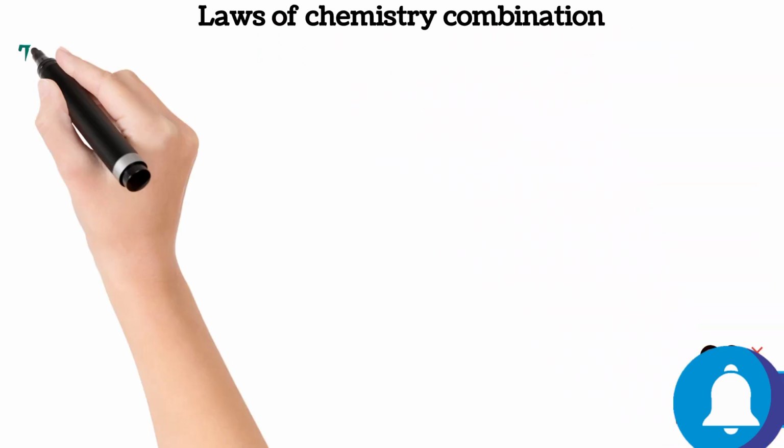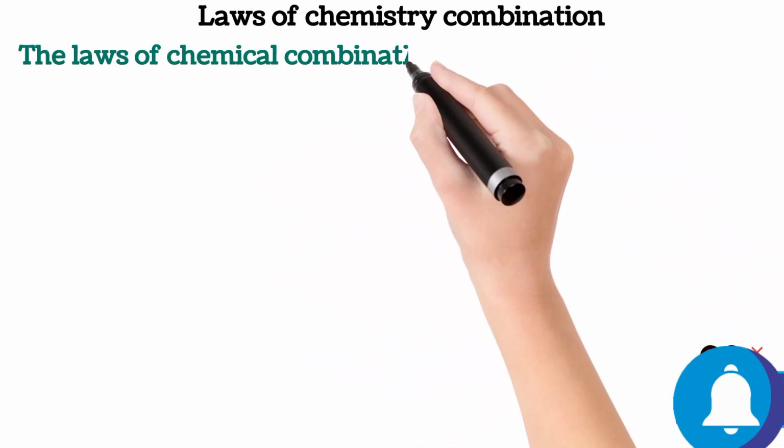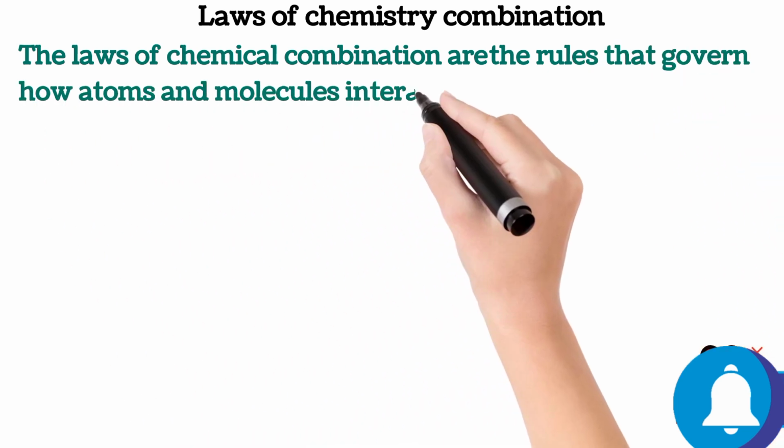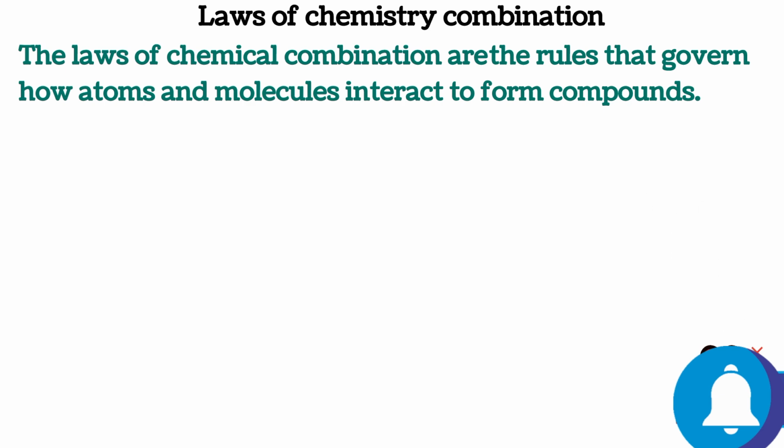Laws of chemical combination. The laws of chemical combination are the rules that govern how atoms and molecules interact to form compounds. So generally in a chemical reaction, there are rules that govern how atoms or molecules react to produce molecules. In a chemical reaction, we have reactants, where the reactants combine to produce products. So in the course of these reactions, there are rules that guide how the reaction takes place.